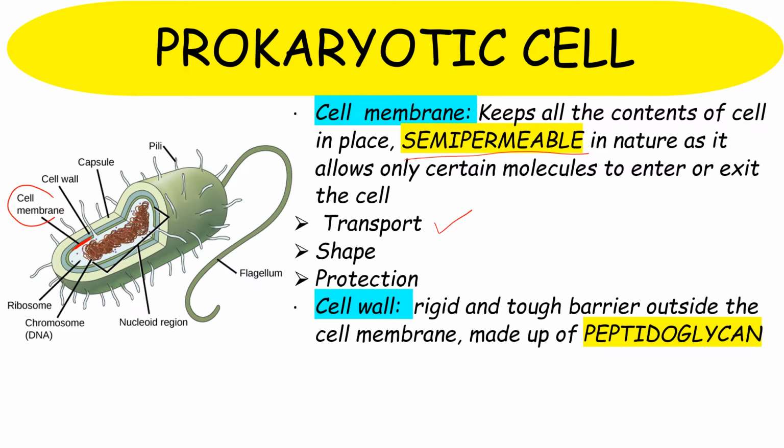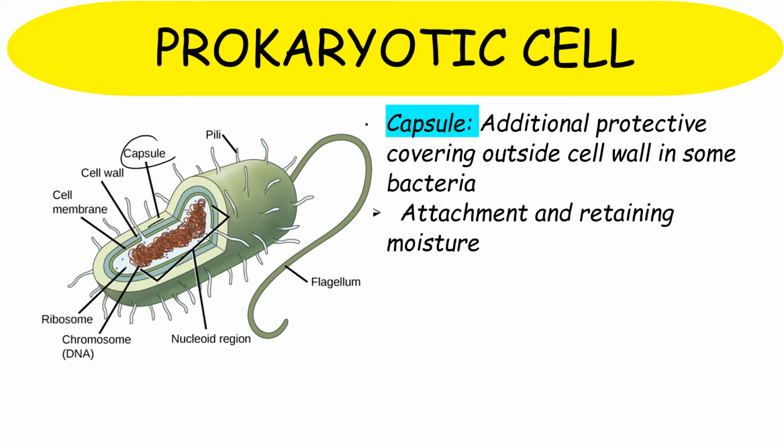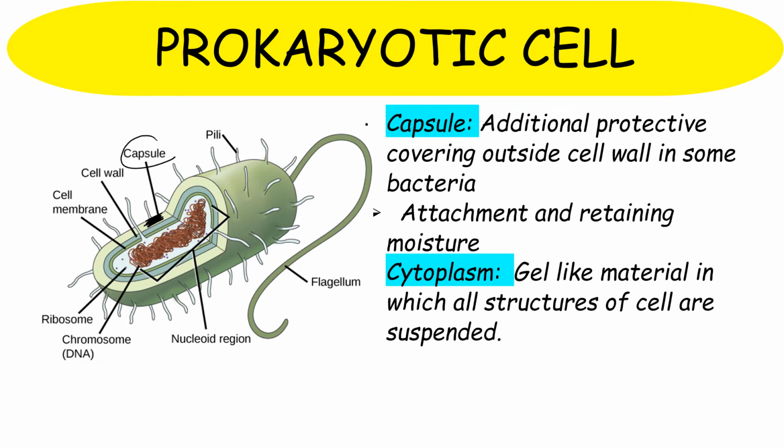Outside the cell membrane is present a rigid cell wall, which is made up of peptidoglycan. Its main function is to provide shape, protection, and also strengthen the cell. Some prokaryotic cells have an additional covering outside the cell wall, which is known as capsule. It helps in attachment and retaining moisture.